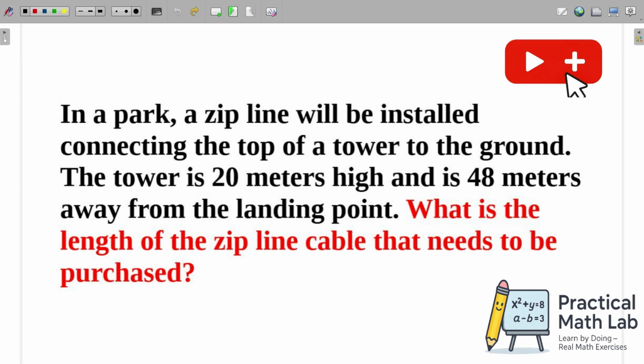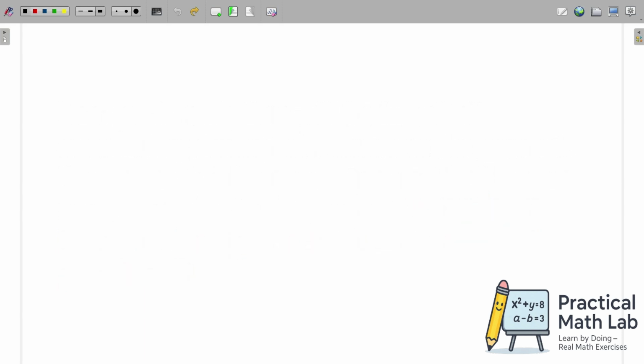In a park, a zip line will be installed that connects the top of a tower to the ground. The tower is 20 meters tall, and it's 48 meters away from the landing point. What is the length of the zipline cable that needs to be purchased?